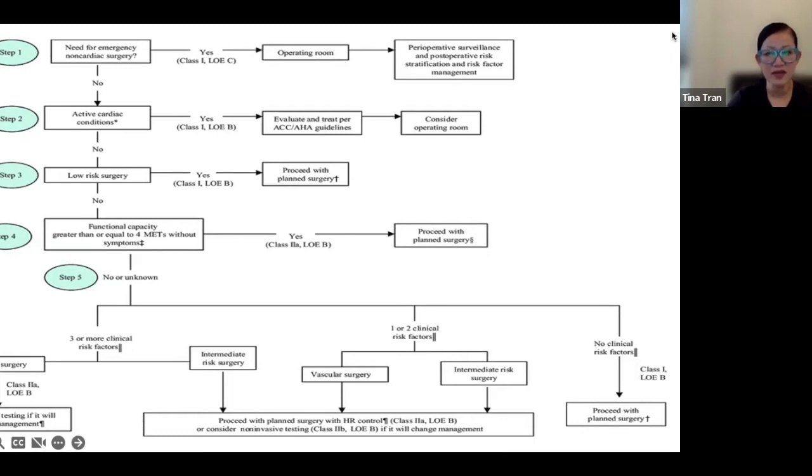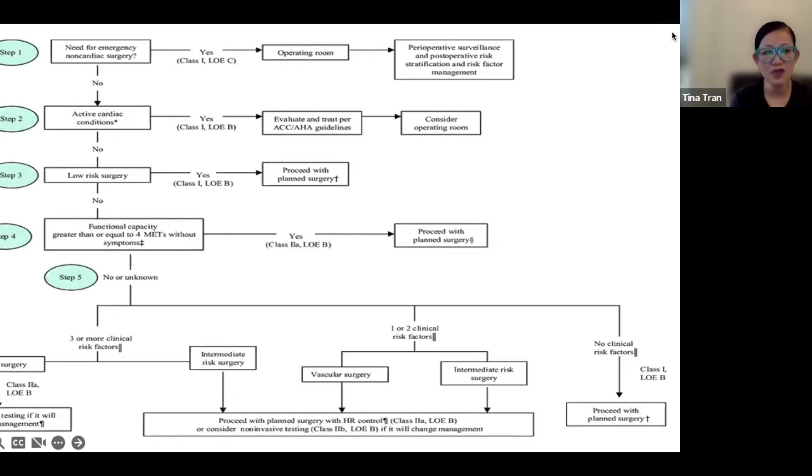If they're not having an emergent surgery, then yes, we do have time to engage more with the patient, the medical chart, and consultants. Are they having any active cardiac conditions? Yes, and evaluate them accordingly. However, if they're not having any cardiac evaluations and it's low risk surgery, we usually can proceed.